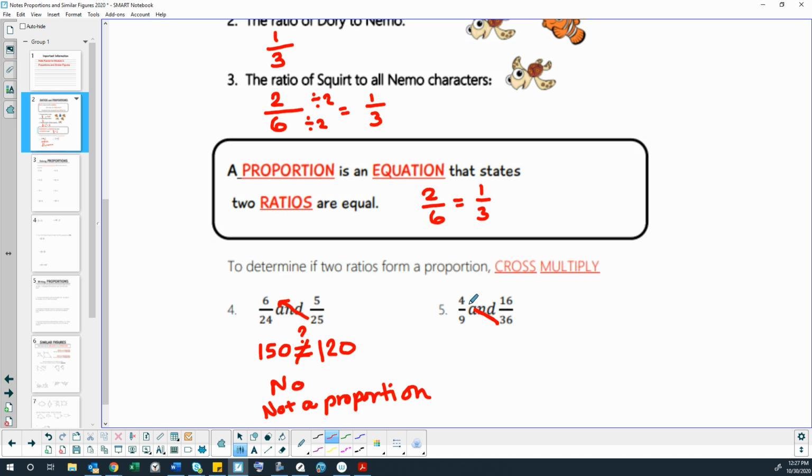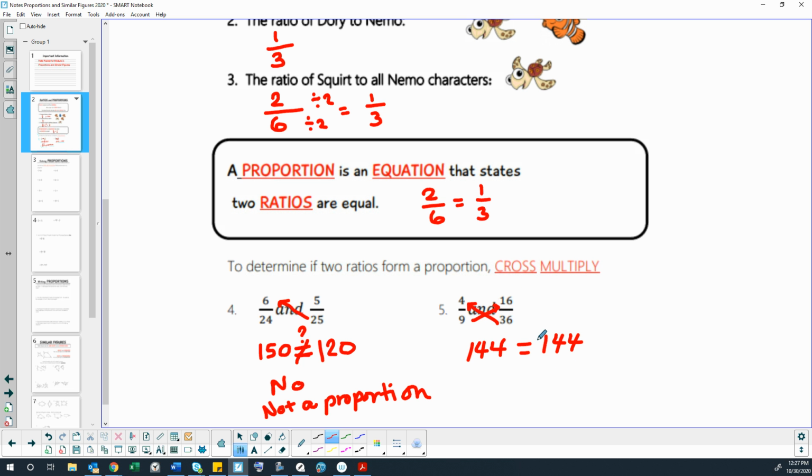Okay, let's try this other one. 4 times 36 is 144. And then 9 times 16 is another 144. So it didn't matter which sets of numbers I multiplied together, I still got 144.